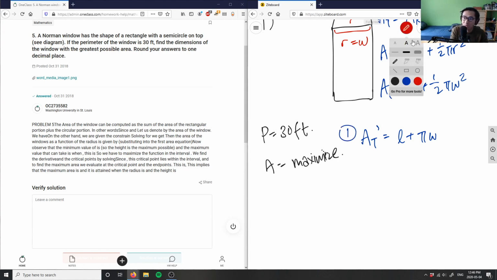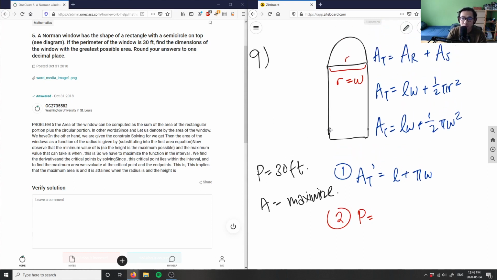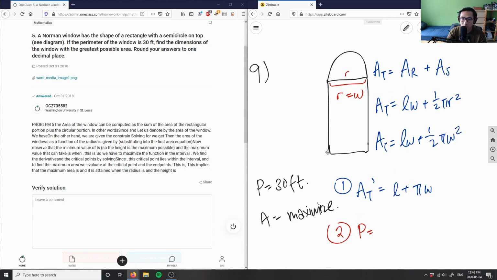And number 2 here is our perimeter formula, right? We know that P equals the perimeter. The perimeter is equal to 30 feet, but we know that perimeter is simply the perimeter around the rectangle, right? So we can say it's one length plus one width. This length here doesn't count, and we care about this semicircle here, right?